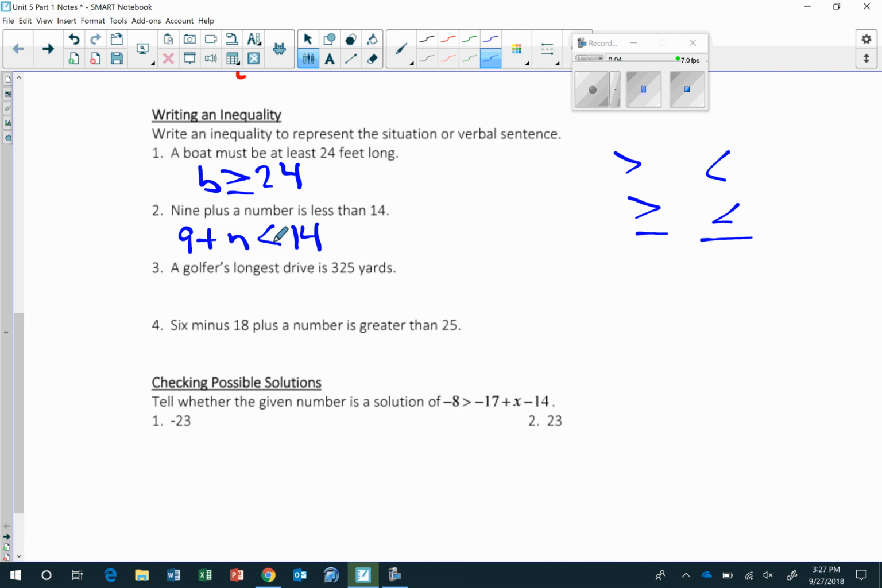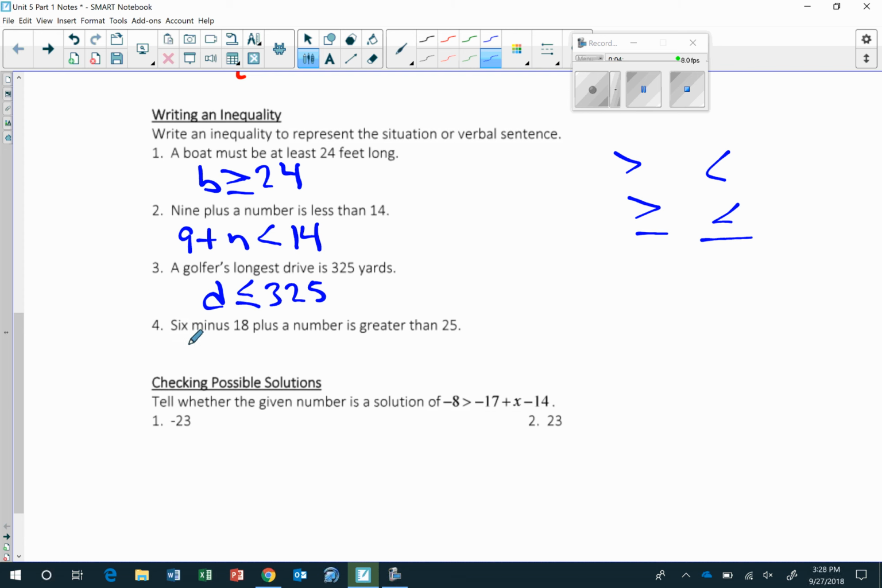Number 3 says a golfer's longest drive is 325 yards. I'm going to use D as my variable because we're talking about a drive, and then we know we have 325. It says a golfer's longest drive. So the longest drive is 325, which means it could be 325 or anything lower than that. So I'm going to put less than or equal to as my inequality.